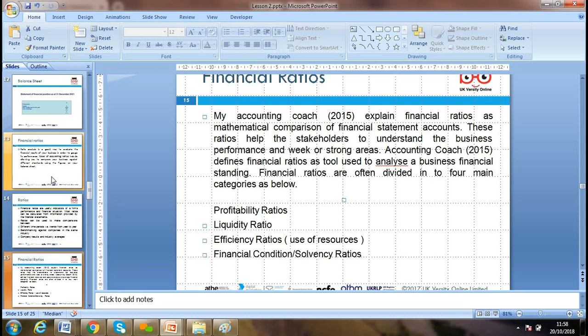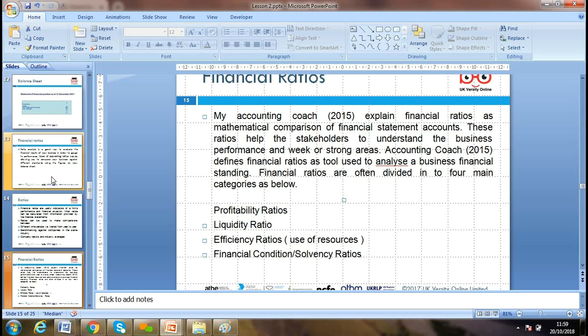There is a difference between stakeholder and shareholder. All the shareholders are stakeholders because they have an interest, but not all the stakeholders are shareholders. Stakeholders can be customers, suppliers, but shareholders are only investors. Ratios are tools used to analyze the business's financial position.